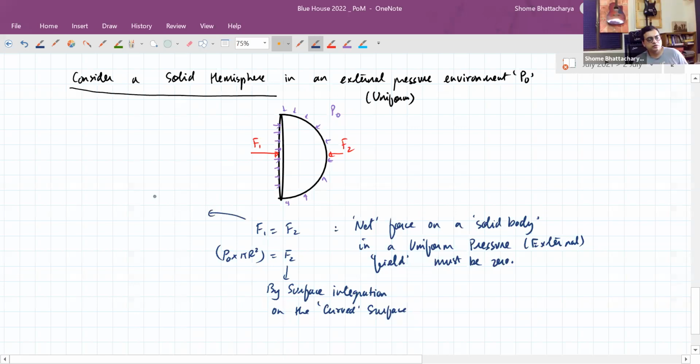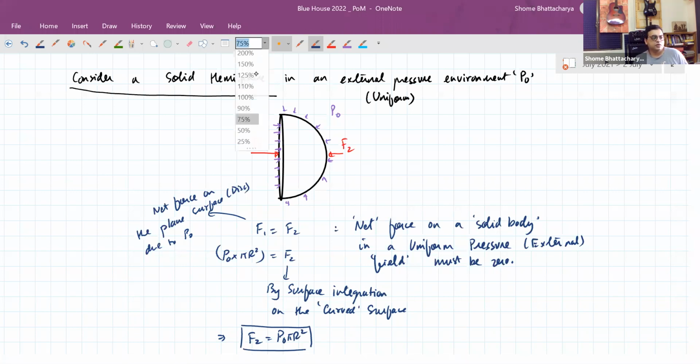whereas F1 is the net force on the plane surface, like a disk, due to external pressure P naught. So F2 accordingly comes out to be P naught into pi r square. So that is the logic why in the previous one. So this is the logical method to understand this.